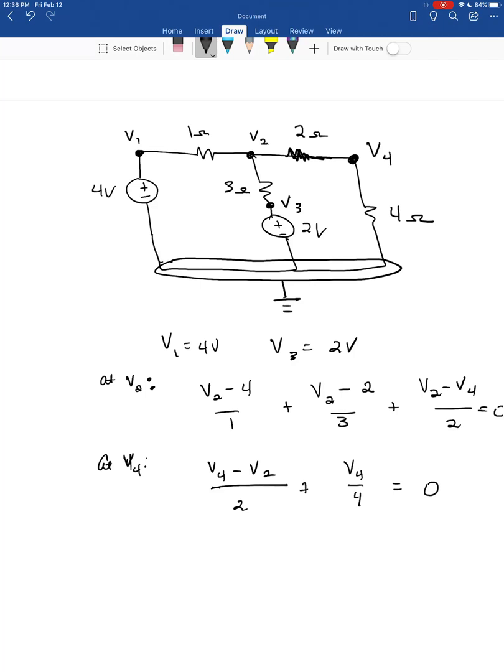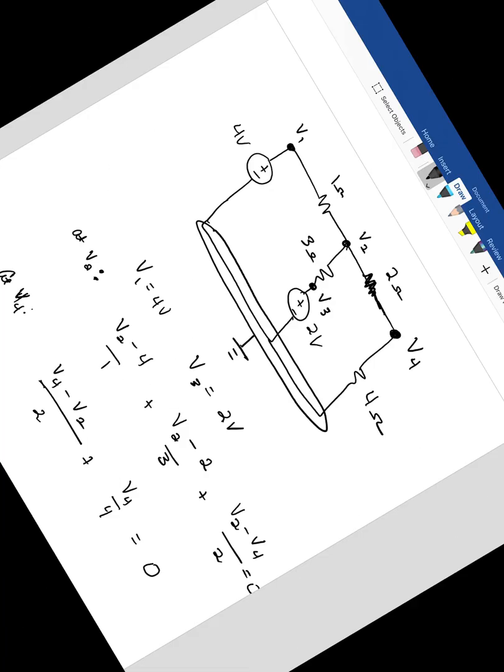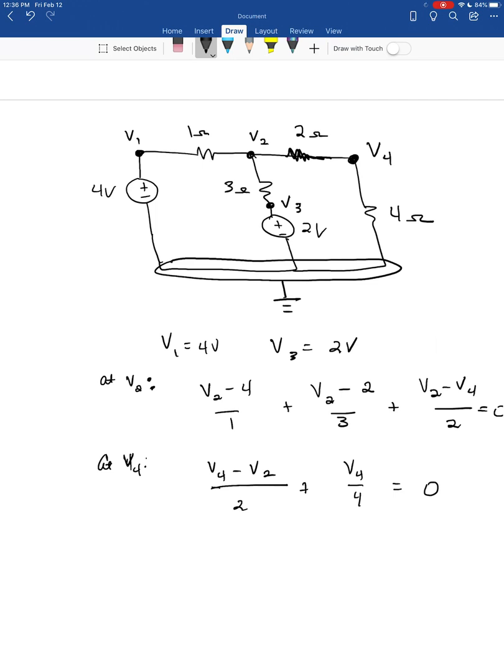We're going to talk about mesh current in the next unit of things that we do, and a lot of people would look at this and say, oh, this is much easier to use mesh current, but it turns out using node voltage is an extremely easy method here.